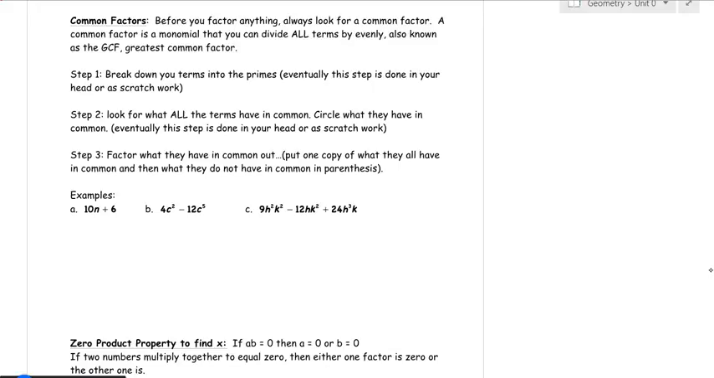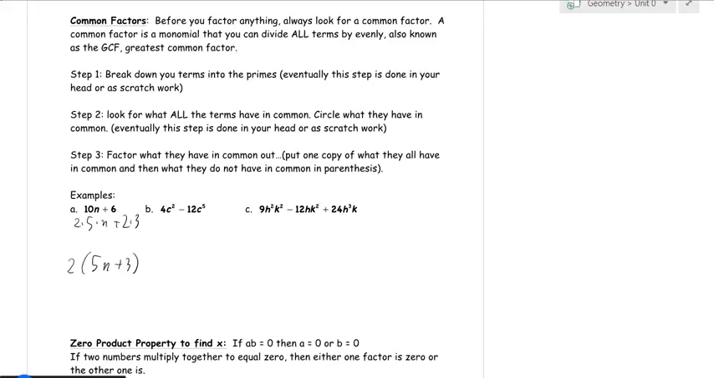So what this looks like in example A, you just look at it and you factor. Those things have a 2 in common, so this is going to be 2 times 5n plus 3. What I did in my head was I said 2 times 5 times n plus 2 times 3.